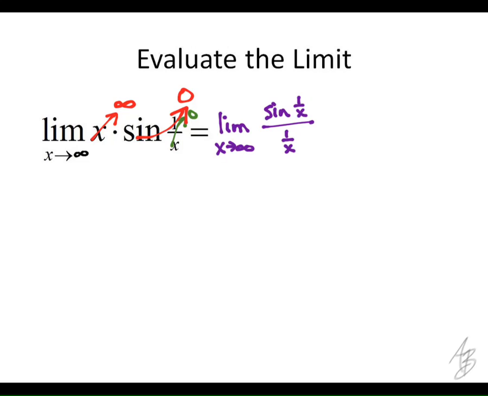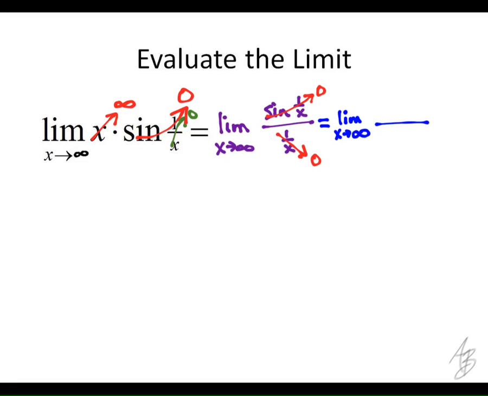So if we confirm this here, first of all, does everybody agree this right here is the same thing as x times the sine of 1 over x? If we divide by 1 over x, it's the same thing as multiplying by x. So we know that the sine of 1 over x goes to 0, but we also know 1 over x goes to 0. So now it's in a form that L'Hopital's rule is going to work.